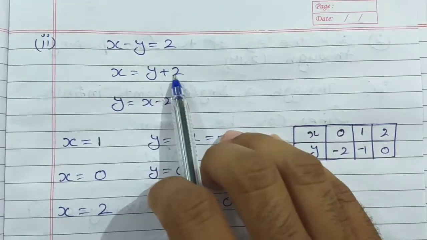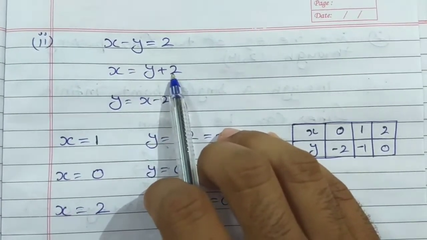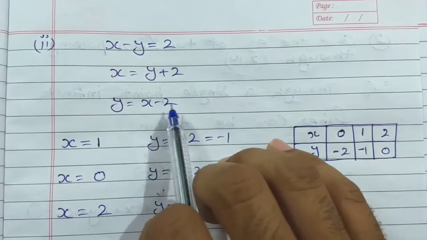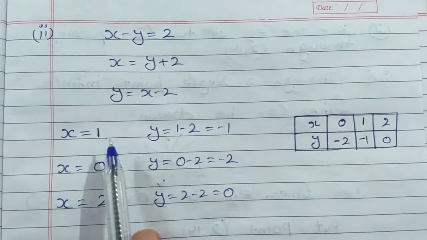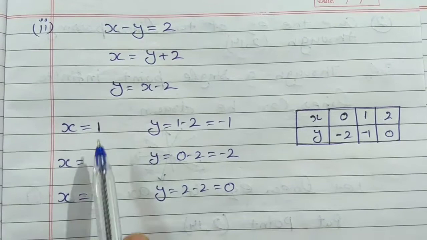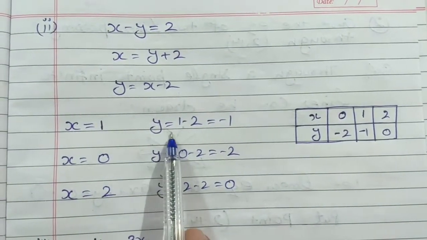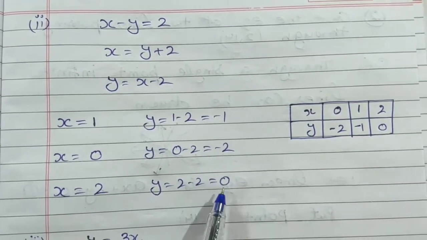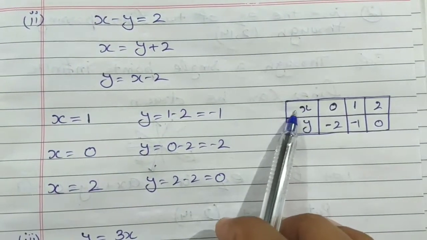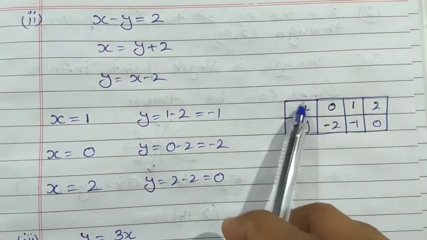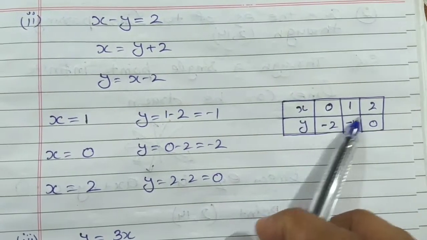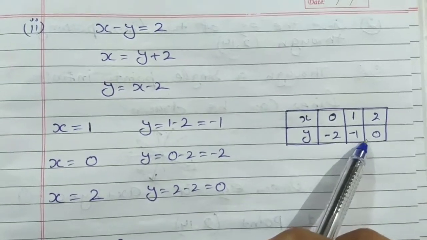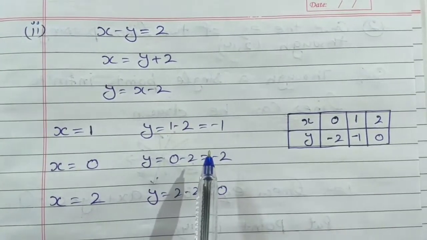After that move this constant term 2 to the left side, then it will become y is equal to x minus 2. After that we will put values of x equal to 1, 0 or 2, then correspondingly we get values minus 1, minus 2 or 0, or we can make a table for the graph, that is x: 0, 1, 2 and y: minus 2, minus 1 and 0. After that we can make this graph.